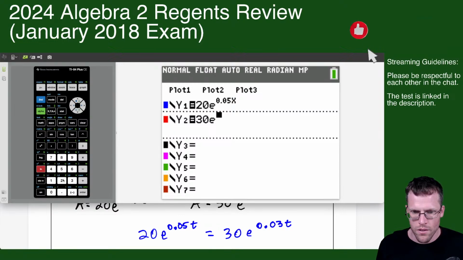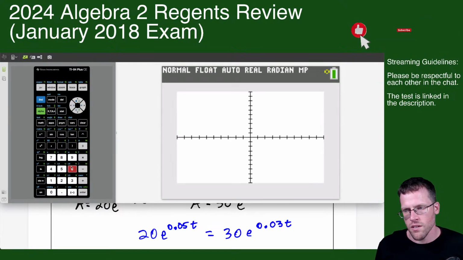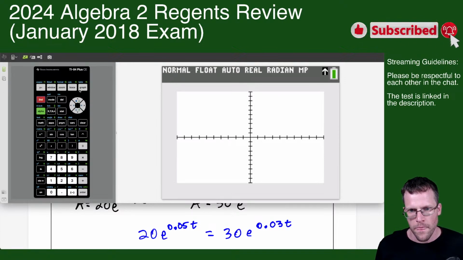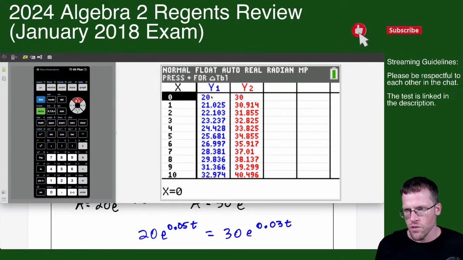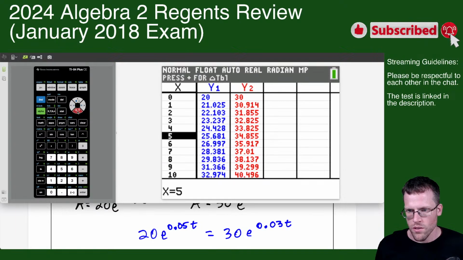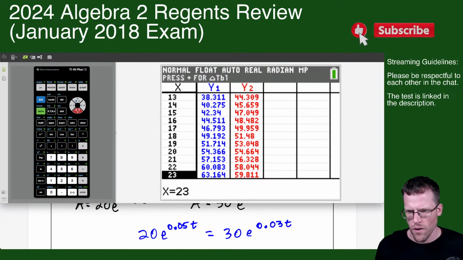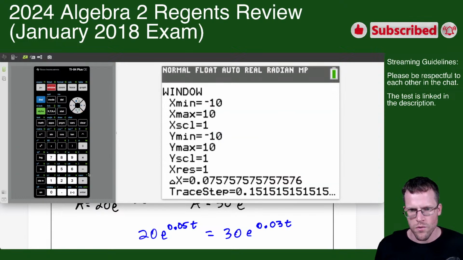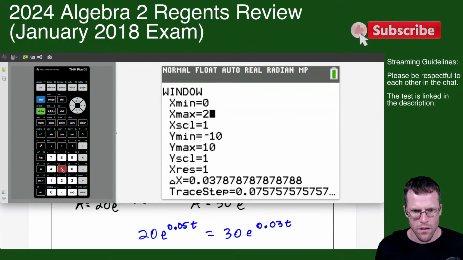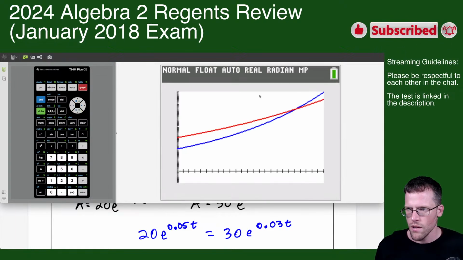So 30e to the... Okay. So now I press graph, and I'm like, oh no, I can't see anything. I press zoom 6. Oh no, I still can't see anything. And the reason is, if I look up, 20, 30, when are they equal? This one's under, this one's over. And when does it switch? It's going to switch from 0 to 25, let's say. So 0 to 25. And let's say I go up to 70 because I was in the 60s. And there it is.